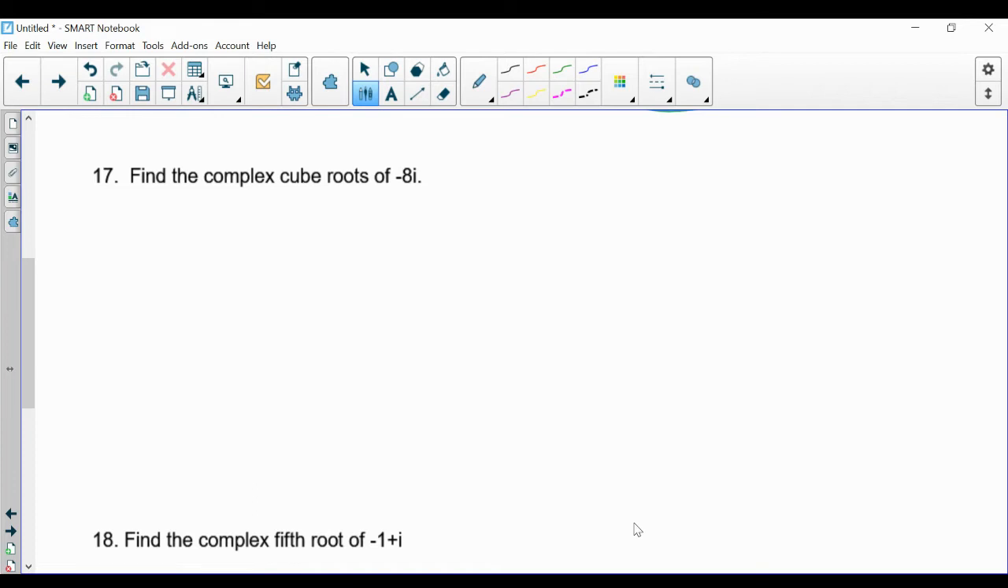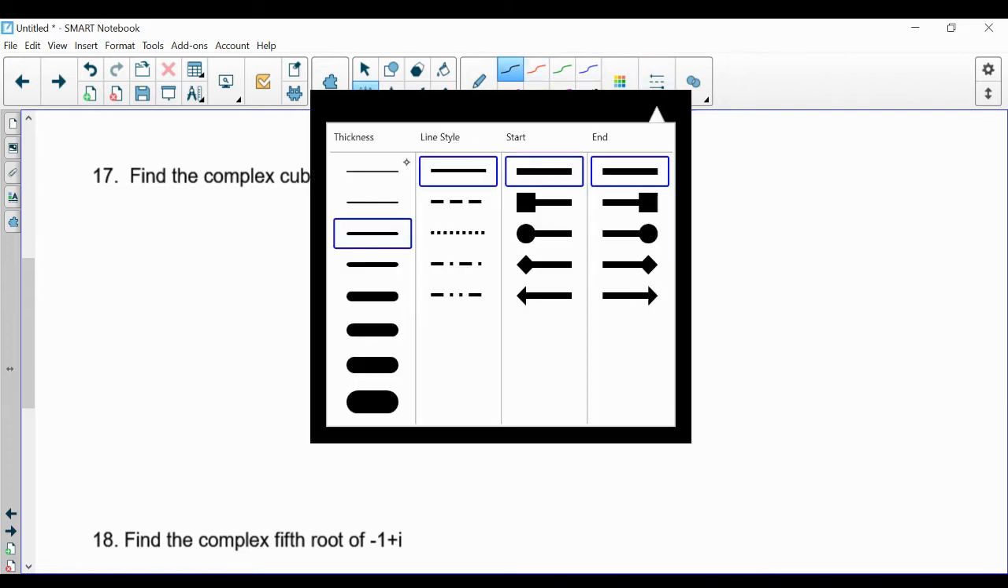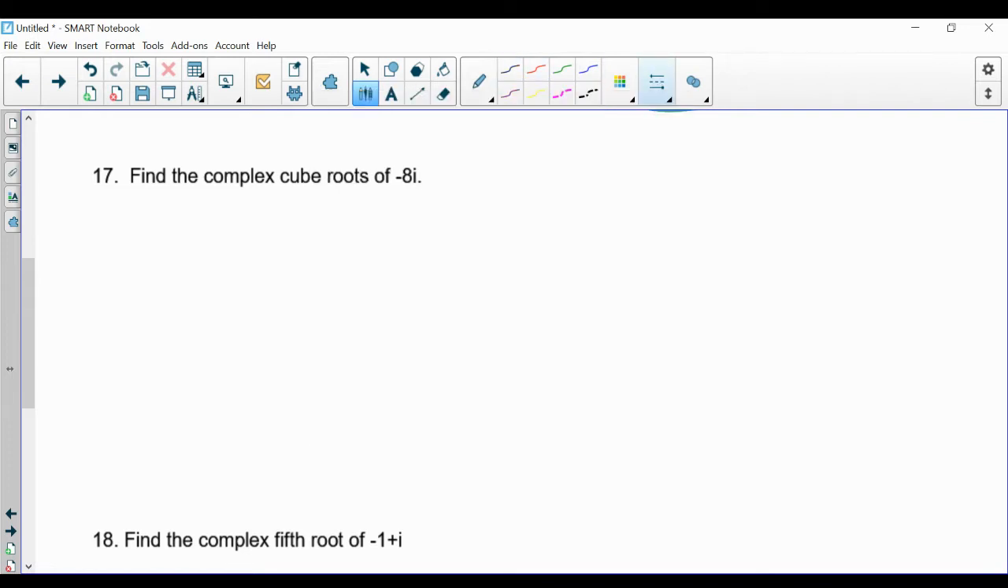All right, so for these two, both cases, they are using De Moivre's theorem, but it's the root one because they're both asking for complex roots. First one's asking for a cube root, second one's asking for a fifth root. So we'll deal with those in a second.